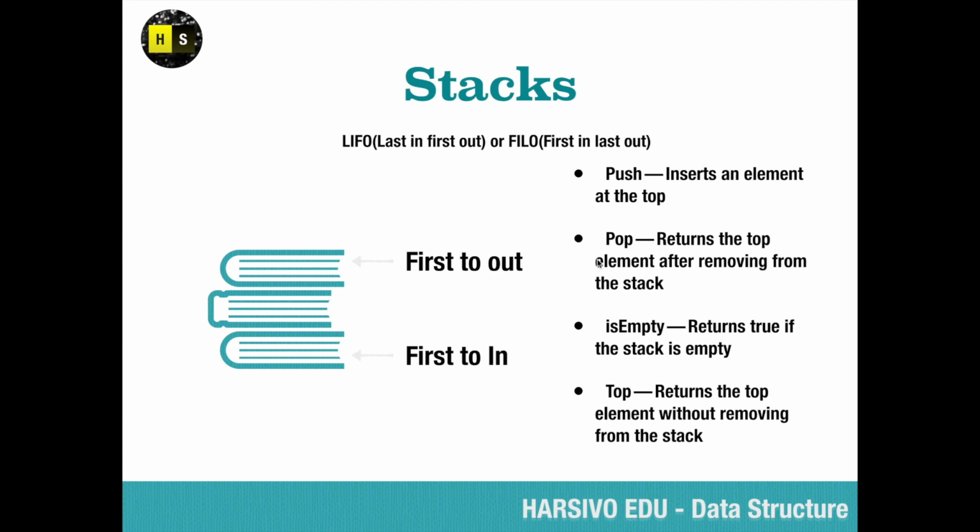These two sound the same, pop and top. Pop will return the top element after removing it from the stack. So if you perform a pop operation on a stack, we will remove this element and give this element to you, right? This book will be with you. Whereas top returns the top element without removing it from the stack. So this will not be removed from the stack, but you will get to know which element is at the top, right? So these two operations are slightly different. So these are the operations you can perform on a stack.